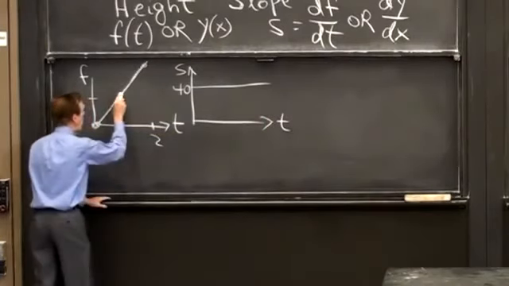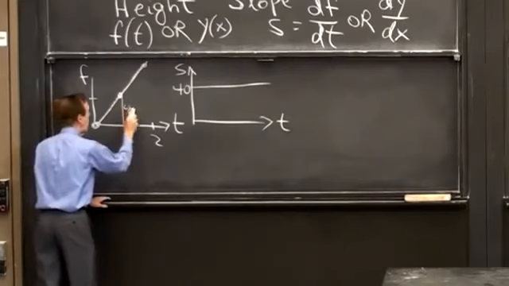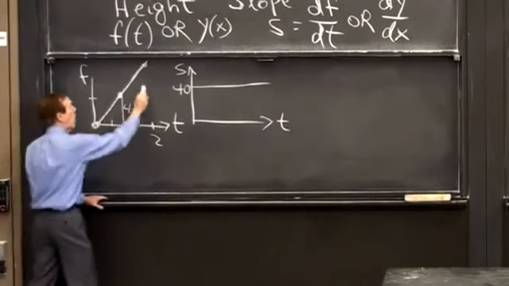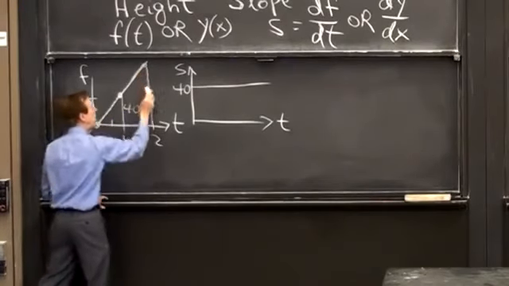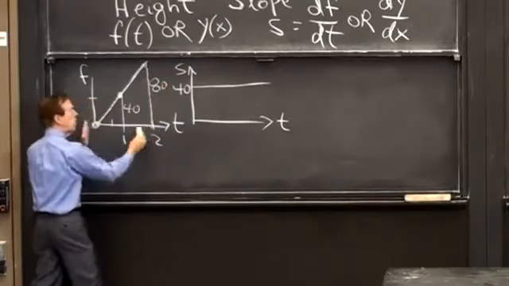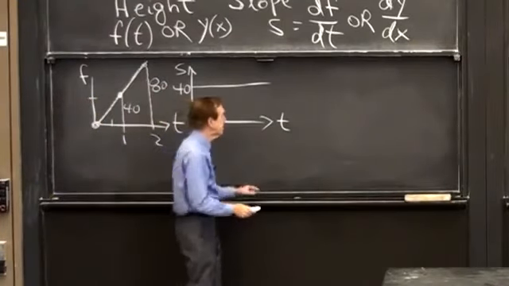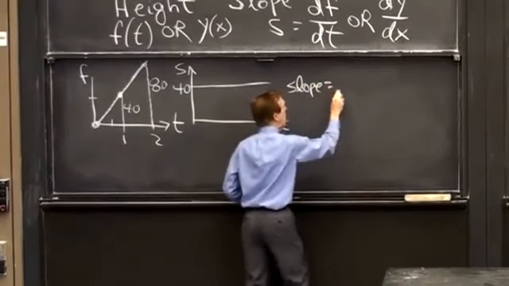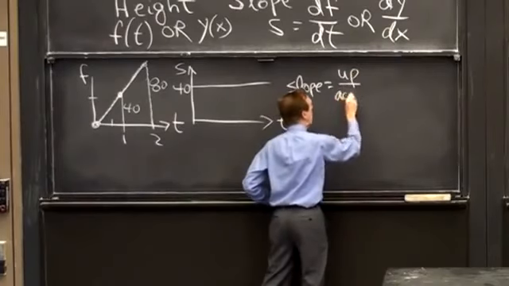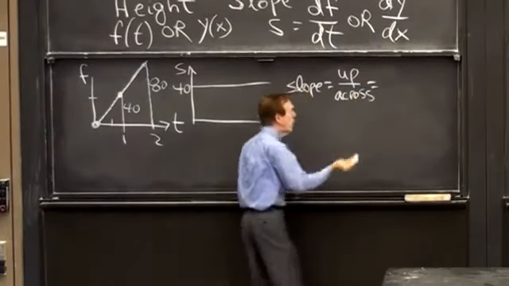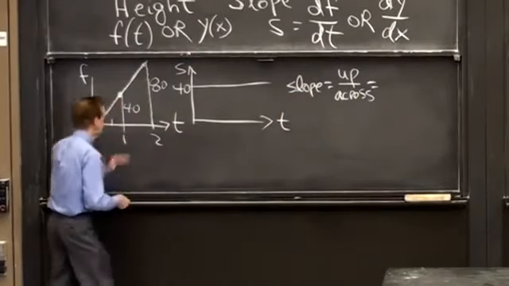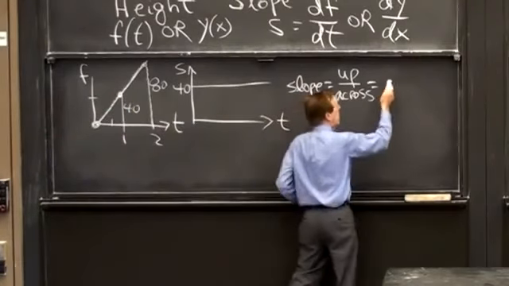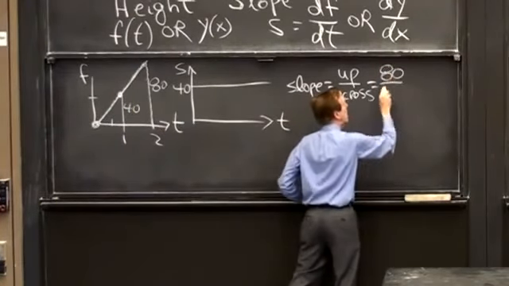It's the distance up, which would be 40 after 1 hour, divided by the distance across, 40 over 1, or 80 over 2. Doesn't matter because we're traveling at constant speed. So the slope, which is up over across, is 40 over 1, 80 over 2, 20 over 1/2. But I'll put 80 over 2 as one example.